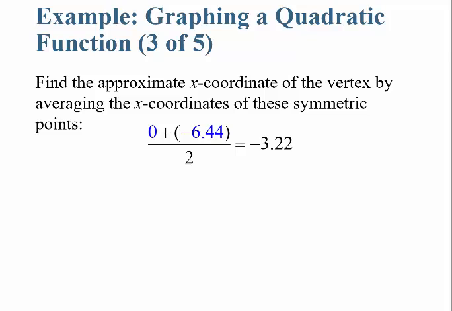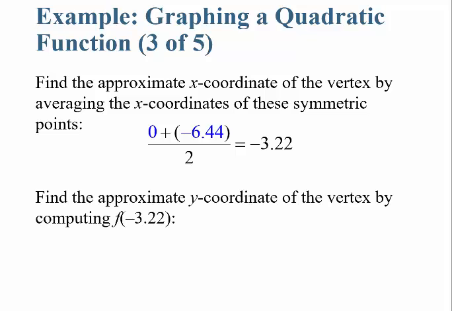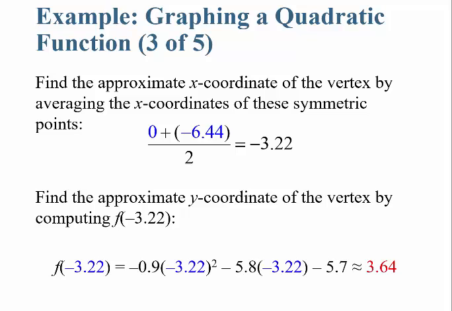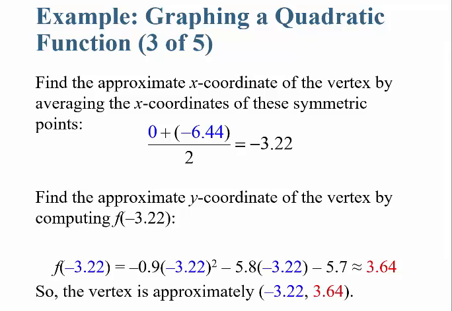Okay, so to find the x-coordinate of the vertex, you average the two x values. If you take the average of those two x values, you get negative 3.22. To find the y value, just plug it into your function. When you plug this into your function, you end up getting roughly 3.64. So that means the vertex is (negative 3.22, 3.64).